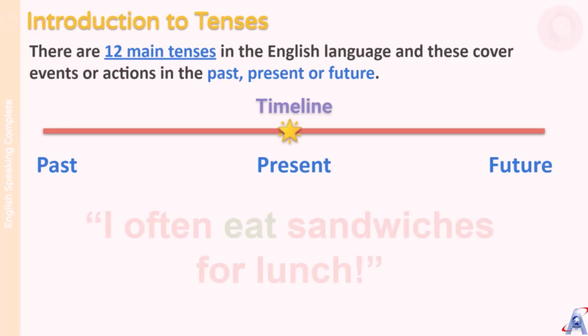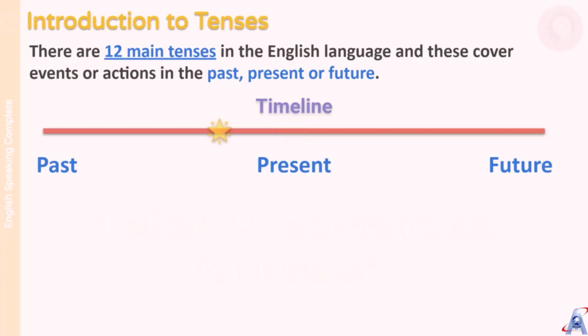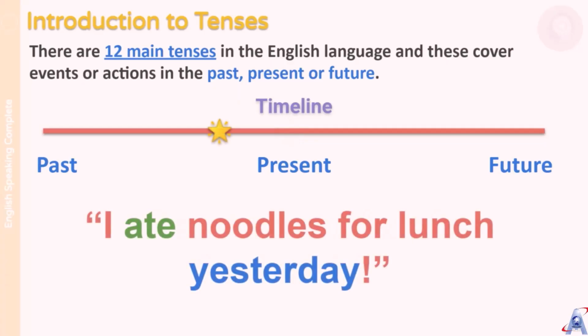Here we have present tense. I often eat sandwiches for lunch. This is something of a habit or a routine, and the present simple tense is great for that. But here's just a quick example of talking about something that's a routine now. I often eat sandwiches for lunch. Here's something in the past. I ate noodles for lunch yesterday. So that started and finished in the past.